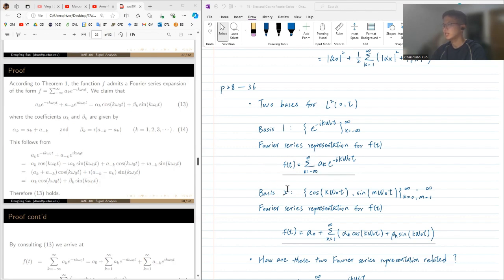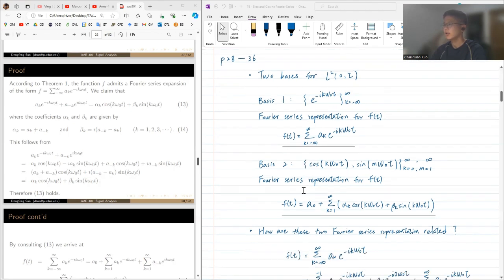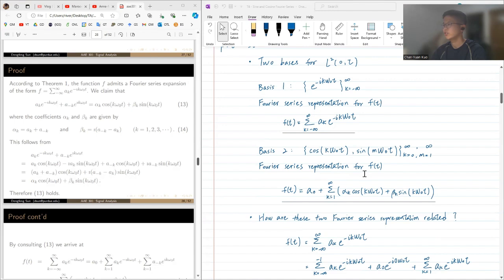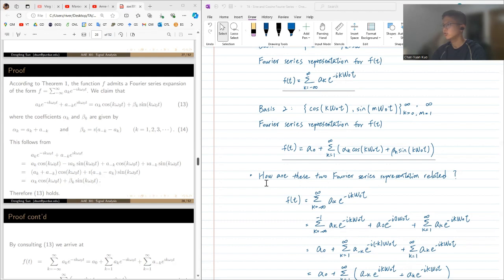The second basis is a set of cosines and sines. And the Fourier series representation for any function f in the Lebesgue space using this basis is given by f of t equals a naught plus the summation of alpha k times cosine of k omega naught t plus beta k times sine of k omega naught t, and k is from 1 to infinity. Now let's see how these two Fourier series representations are related.